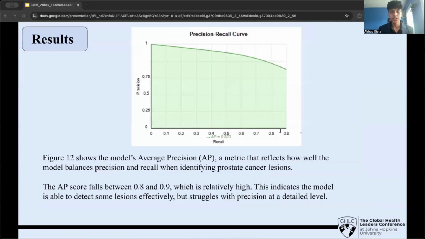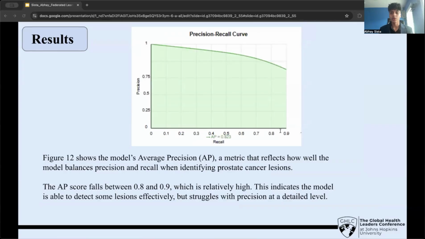Finally, figure 12 displays the average precision, or AP, which is another important metric in evaluating model performance, especially in cases where there's a high imbalance between positive and negative classes. In this study, the model achieved an AP score between 0.8 and 0.9, which is relatively strong. It suggests that the model is reasonably good at identifying tumor regions overall.